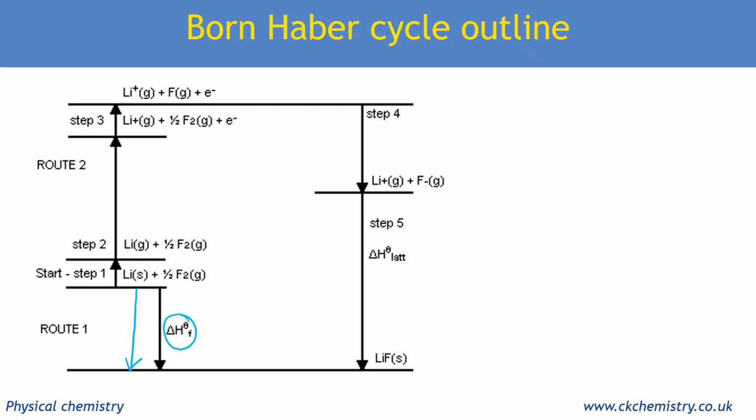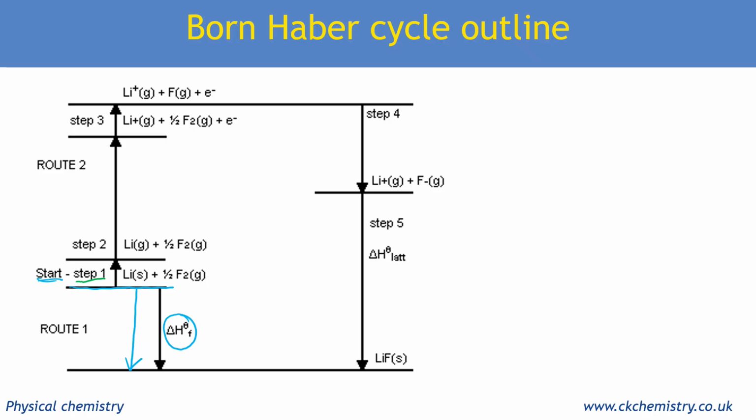my direct route. So I can start here, and I can go direct from lithium solid and half a mole of fluorine gas to lithium fluoride solid, and that's my delta H formation. Route 2 is basically splitting all of the enthalpy changes that we talked about up and showing them as individual processes. So the first thing we do, remember, is we take the solid metal and we turn it into metal atoms. So we break the metallic bonds. So that's step 1. We atomize the lithium.